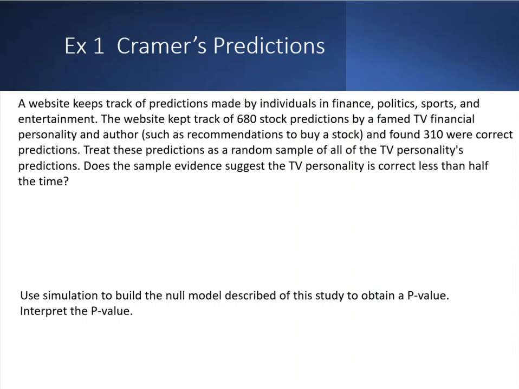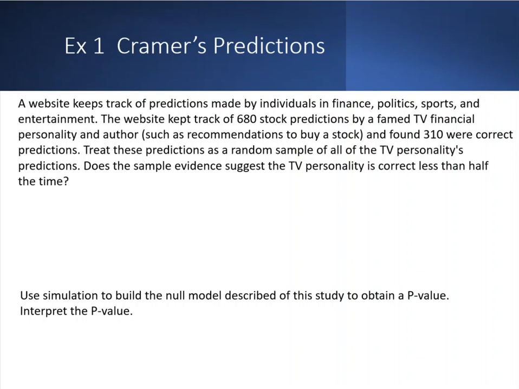Okay, so let's look at a simulation of how this hypothesis testing really works. Here we have an example about Cramer's predictions. There's a website that keeps track of predictions made by an individual or individuals in finance, politics, sports, and entertainment. This website kept track of 680 stock predictions by a financial personality and found that 310 were correct. We're going to treat these predictions as a sample of all of this TV personality's predictions.